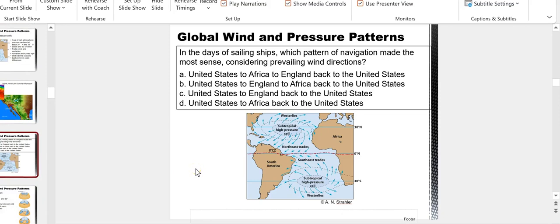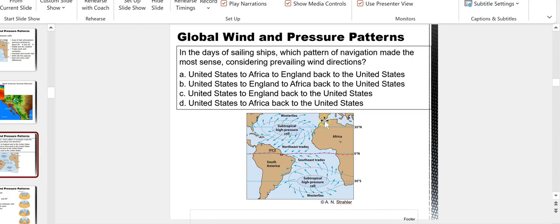So if you could answer this question: in the days of sailing ships, which pattern of navigation made most sense, considering the prevailing winds? The interesting part about these global winds is that they also influenced the age of discovery, when people didn't have motors and were at the mercy of where the winds and the ocean currents would take them. Global winds also influence oceanic currents. Oceanic currents move in the same direction as these global winds.